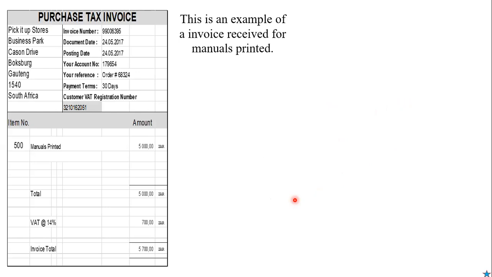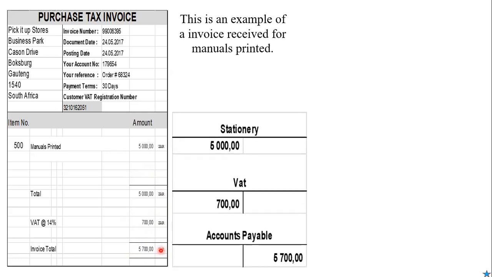Okay, so we're going to have a look at how these invoices, how these costs come to appear on the income statement. So we're going to look at an example of a purchase invoice that's been processed. Here we've had some manuals printed and the cost was 5,000 Rand. The amount, that's the amount before tax. Then you have the VAT and then you have the 5,700. And this is what the entry looks like.